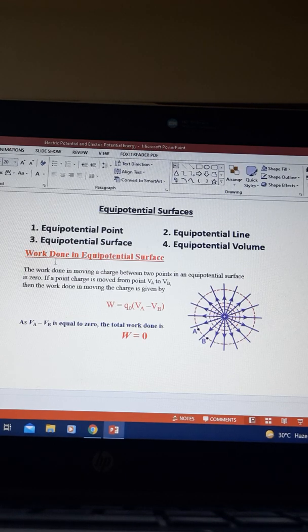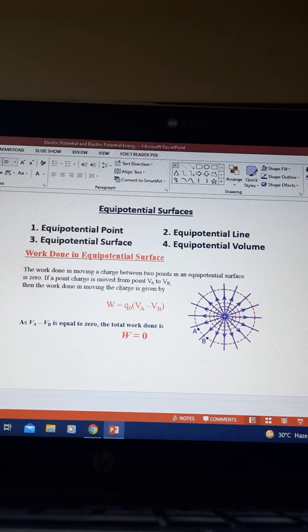As you have defined the work done before, the work done is due to the change in potential. When you move a charge from one potential to another, suppose one potential is VA and another is VB. Consider these two points A and B, and a charge is moved either from A to B or from B to A, then there would be a change in potential, and that change appears as work done. But the work done in moving a charge between two points on an equipotential surface is 0, because both points have the same potential. VA and VB are the same, so there is no difference. This term goes to 0.